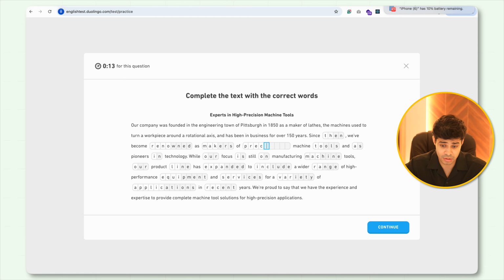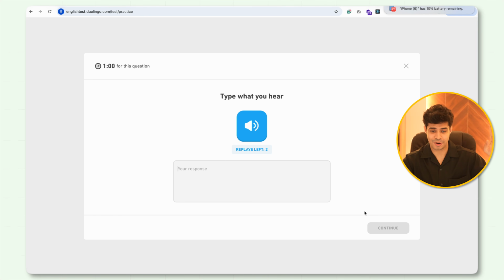Nah, that doesn't fit either. Precious. I don't know. This one, it's premium. Nah, I don't know. Anyway, one we did not get right, and that's first okay.